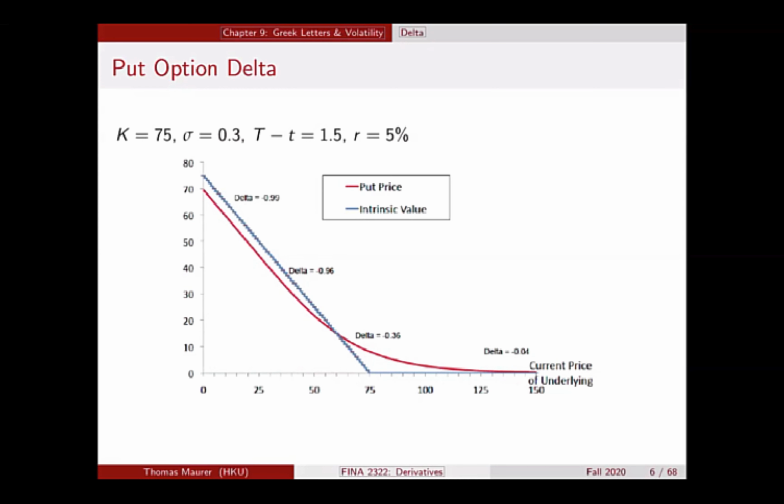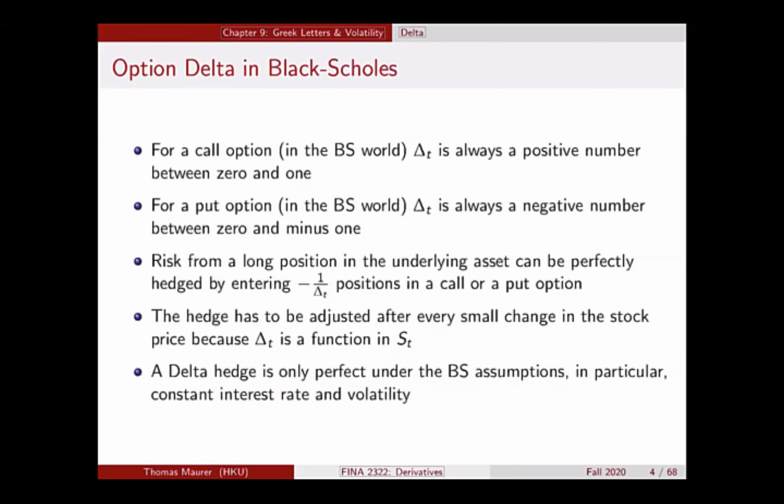So again, the delta in this picture is really just the slope of that red line at any of these points in time. I illustrate that it varies from basically -1, then it gets closer and closer to 0 as the line flattens out. We have talked about this point already before.